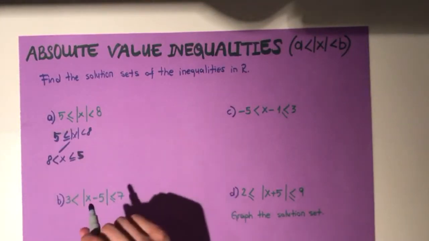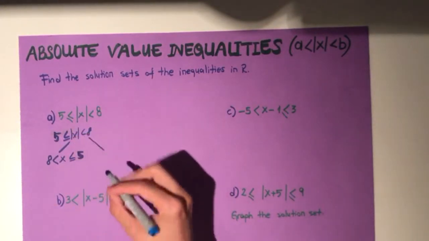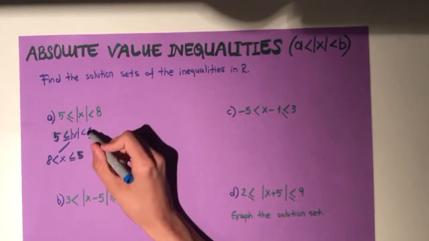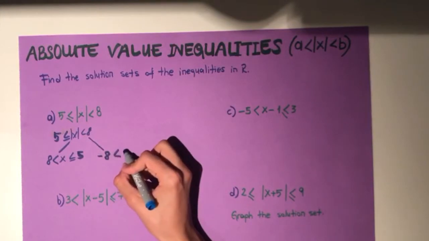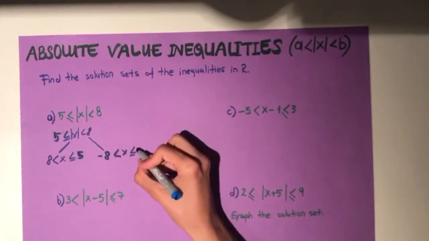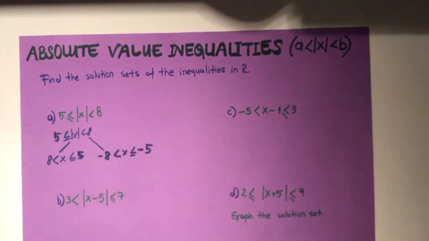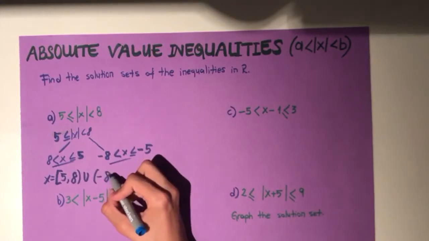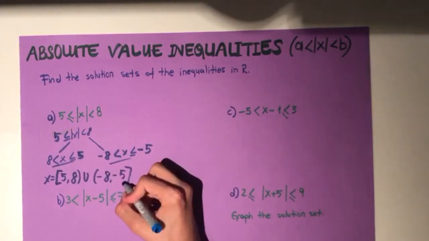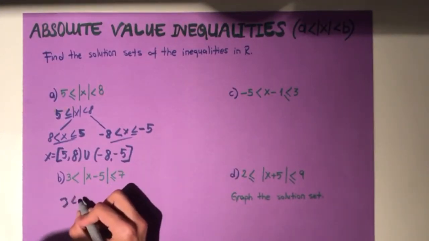X is alone, so we don't have to add or subtract anything. In the other way, we must do the same thing. 8 goes to the other place, but it goes as minus 8. Same thing. And then as we did it for 8, we're adding a minus to 5 too. So now it's so easy to find the interval of this. Open 8 with close minus 5.